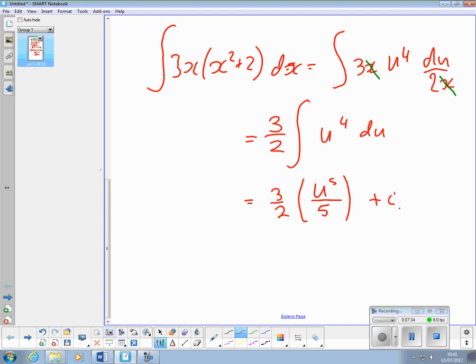And then, once we've done that, we got 3 over 2 times 1 over 5. So we can have this as 3 over 10. And then we just replace u with what we called u in the first place, x squared plus 2 raised to the power 5 plus c. That's the answer.